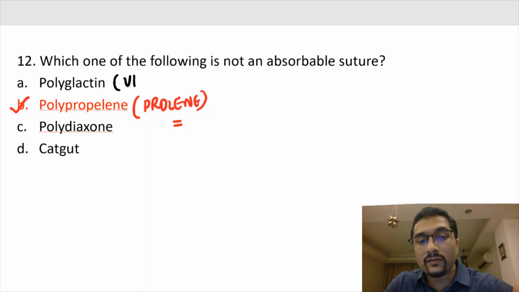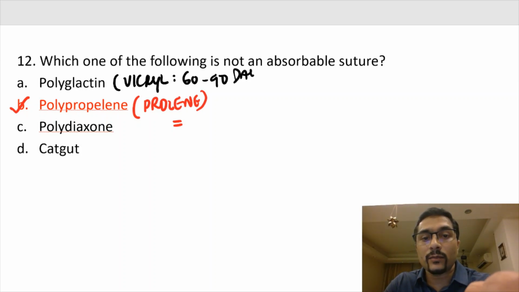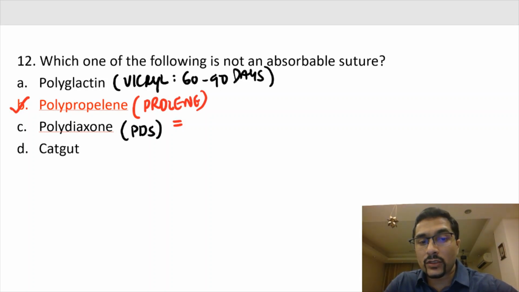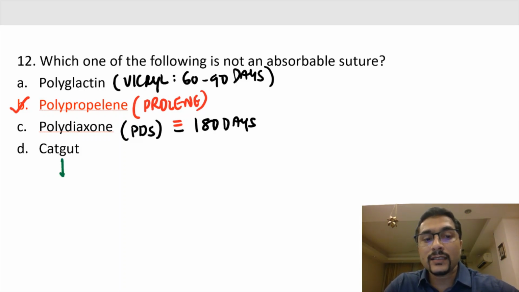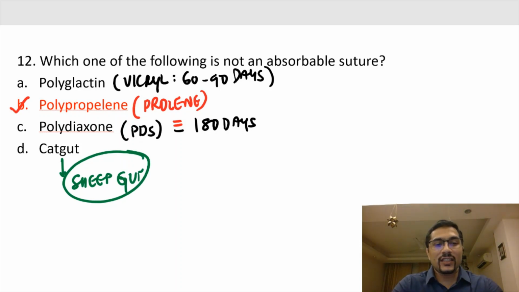Polyglactin, you know, is known as Vicryl, and this Vicryl dissolves in 60 to 90 days. This has also been asked in your exam. Polydioxanone is PDS. It is also an absorbable suture, but this has double the absorption time of Vicryl, 180 days. And catgut and chromic catgut are also absorbable sutures. Another question which has been asked, catgut is derived not from the gut of a cat, but from sheep gut, right? So not cat gut, it is actually from sheep gut.